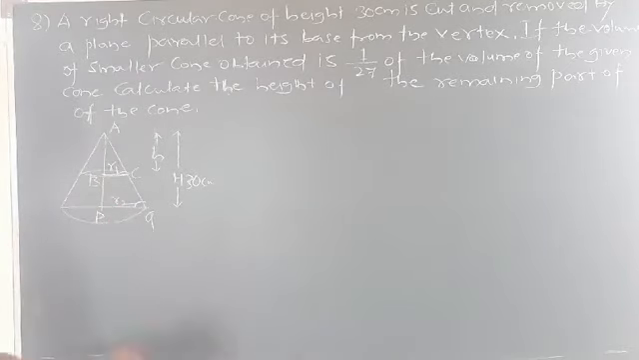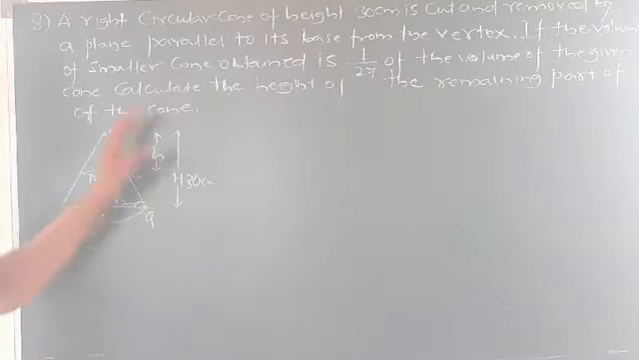A right circular cone of height 30 cm is cut and removed by a plane parallel to its base from the vertex. If the volume of the smaller cone obtained is 1 by 27 of the volume of the given cone, calculate the height of the remaining part of the cone.